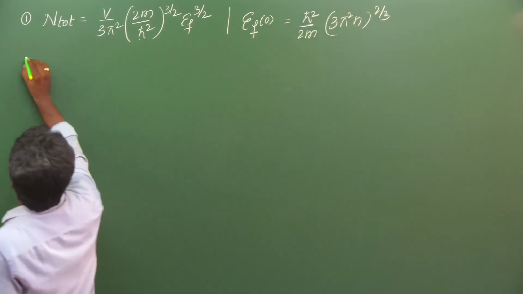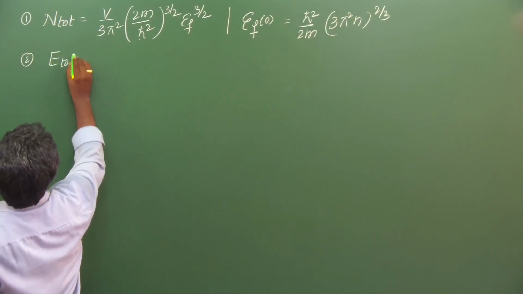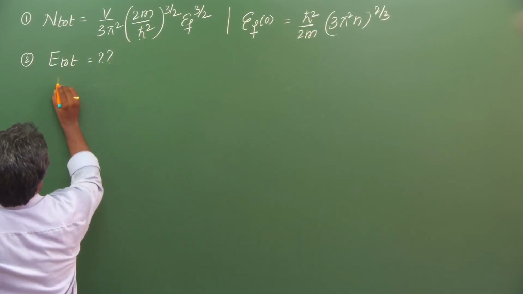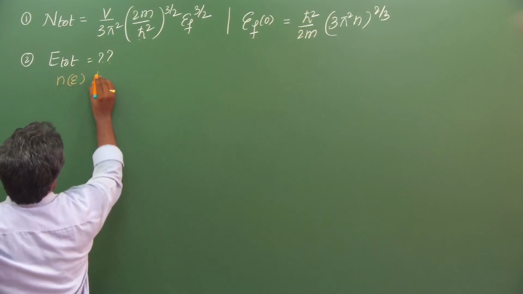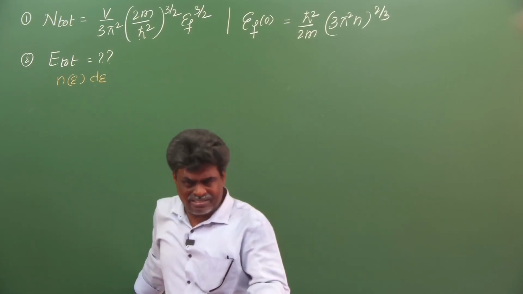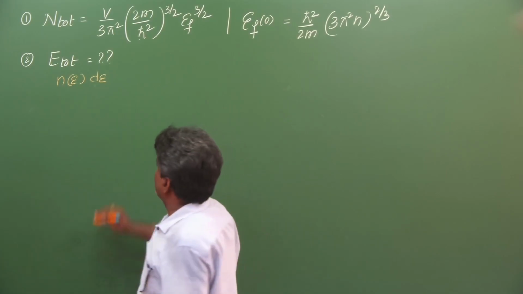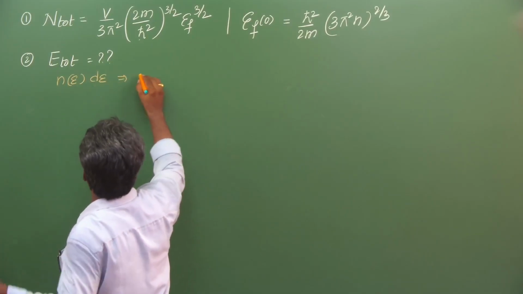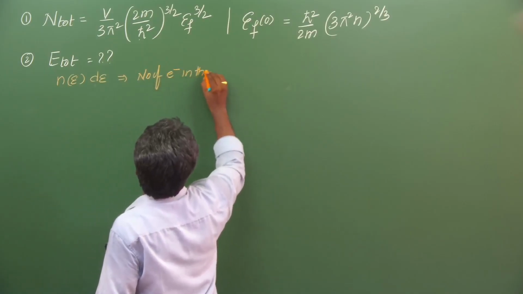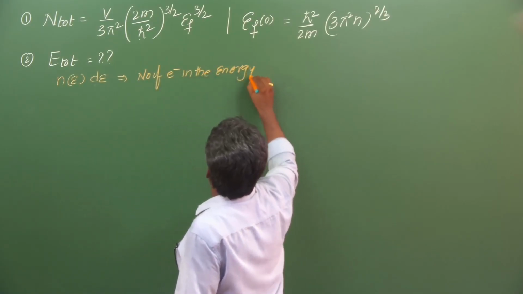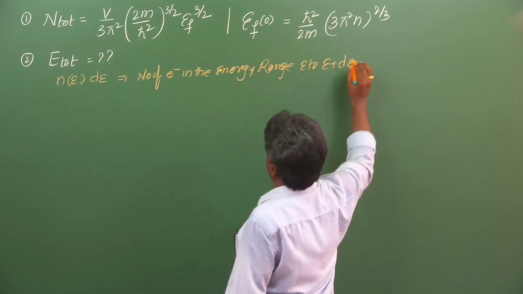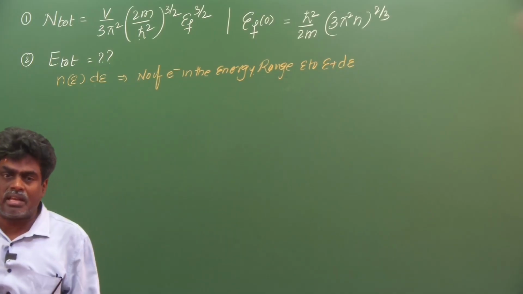Now, I would like to find E total. Earlier you have taken the number of electrons in the energy range, N of E, dE. That is dn, the number of electrons in the energy range E to E plus dE. Each electron is having energy E.